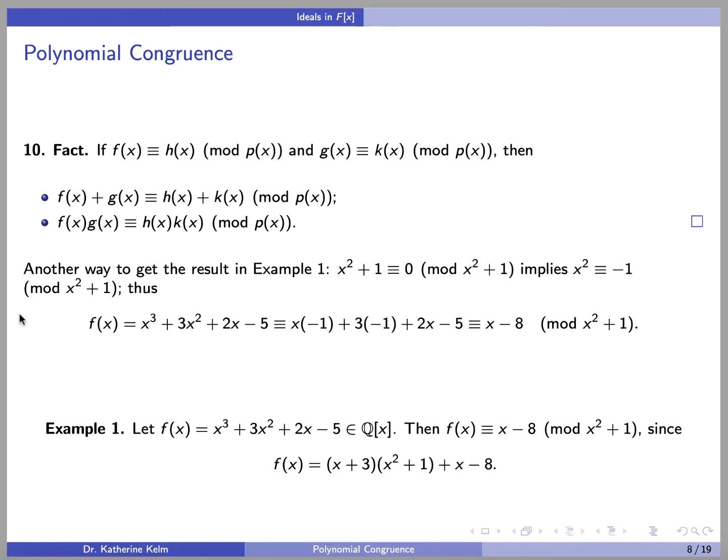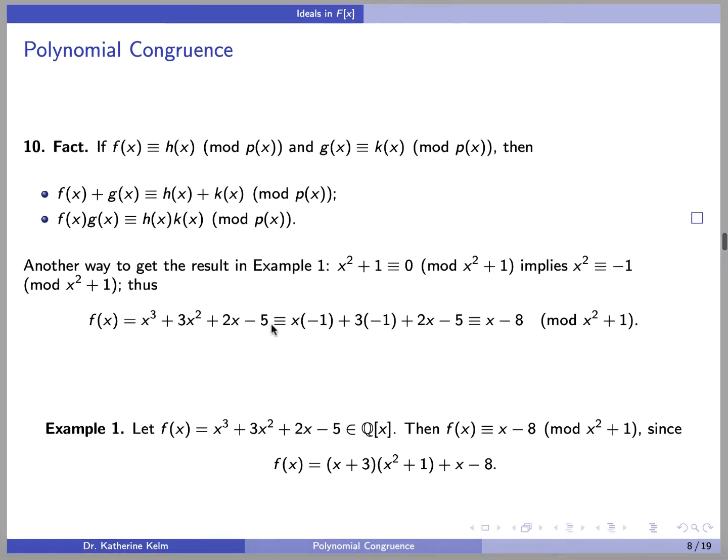X squared plus 1 is congruent to 0 mod x squared plus 1, and therefore x squared is congruent to negative 1 mod x squared plus 1. Thus, we can replace every instance of x squared in f of x with negative 1. You can see here x cubed is equal to x times x squared, so that becomes x times negative 1. X squared here is replaced with negative 1. And when we simplify, we get x minus 8.